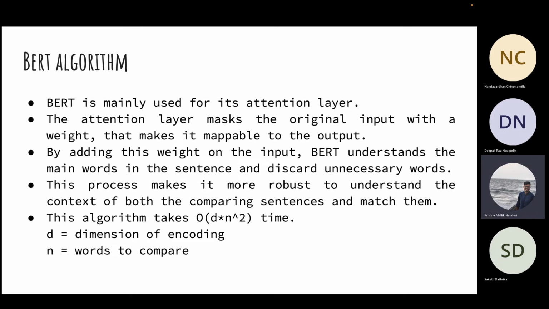So it takes big O of d into n square time. D is the dimension of encoding. As the word sentences go into the word first to get encoded, those encodings are done in d dimensions. Each dimension is corresponding to each sentence and word. So those words are now to be compared after giving the attention to those. So as we compare the n words with other n words, it is an n square time complexity over there. So that's how big O of d into n square time is taken by BERT algorithm.